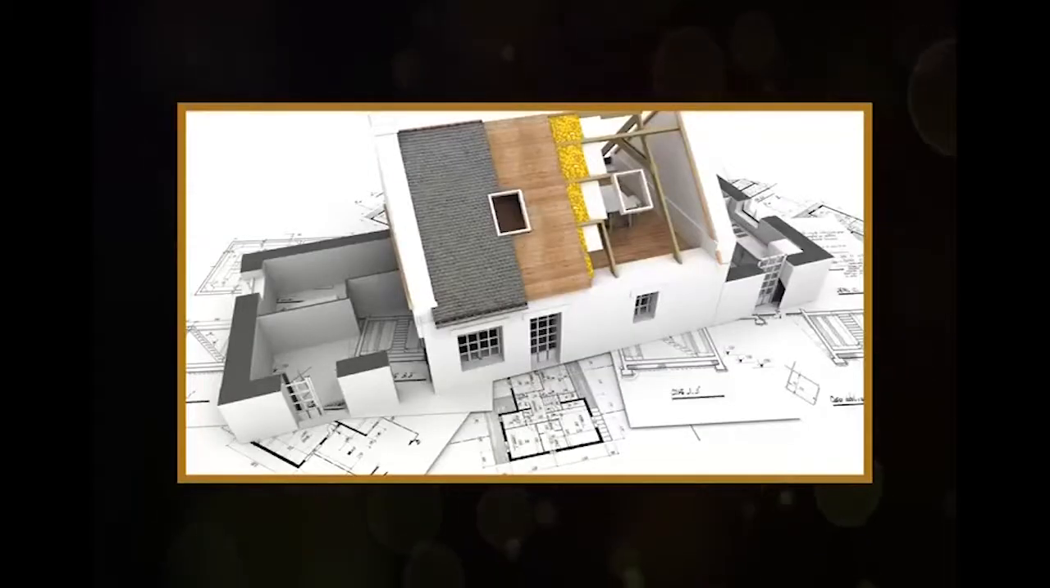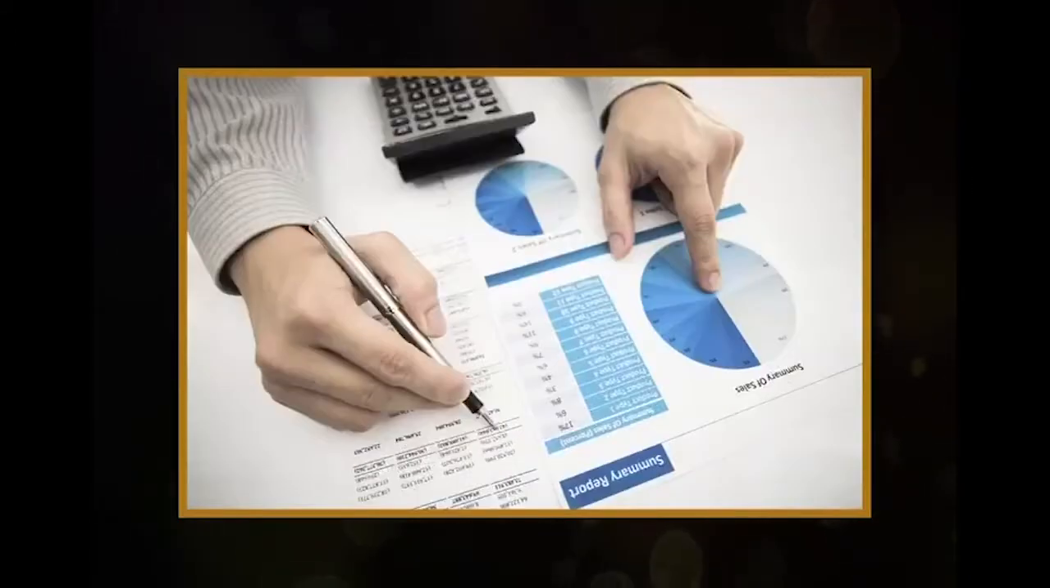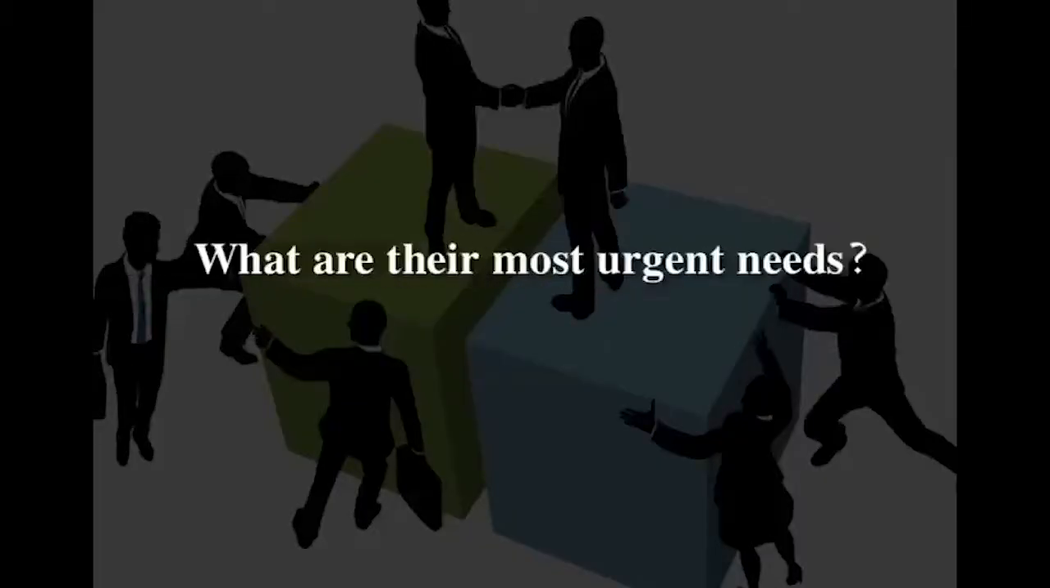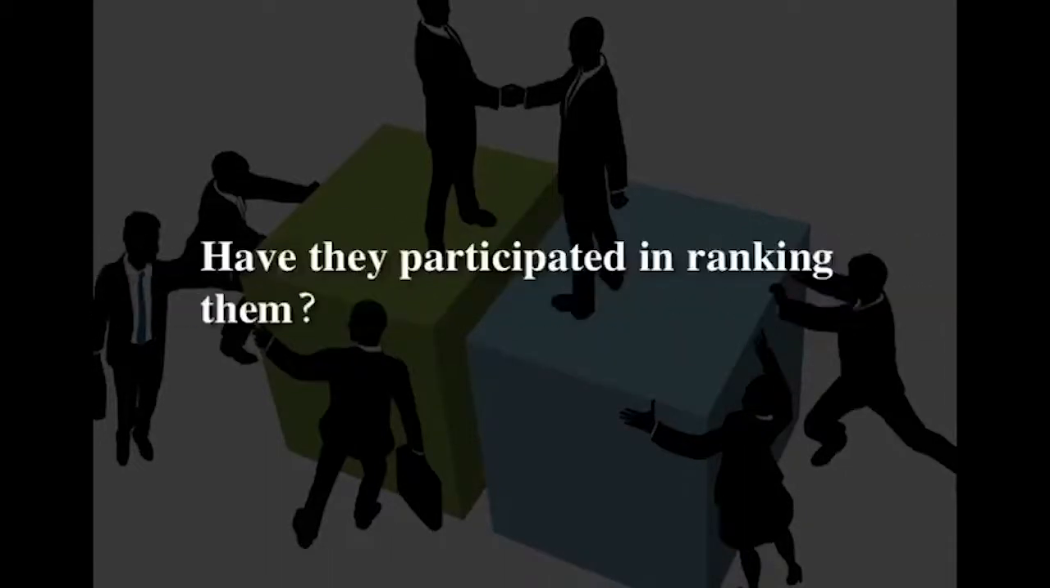In particular, if projects targeting the local poor are appropriately planned and effectively managed, they are likely to benefit and move from a level of dependency to that of self-reliance, with the resultant effect of scaling down poverty. For this to be achieved, it requires participation of local people in needs identification. For example, what are their most urgent needs? Have they ranked these needs in order of priority? Have they participated in ranking them? It also includes the need to participate in planning, management, and evaluation of their programs.